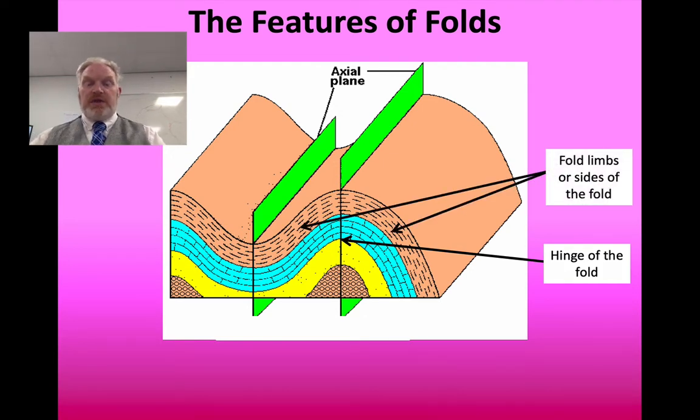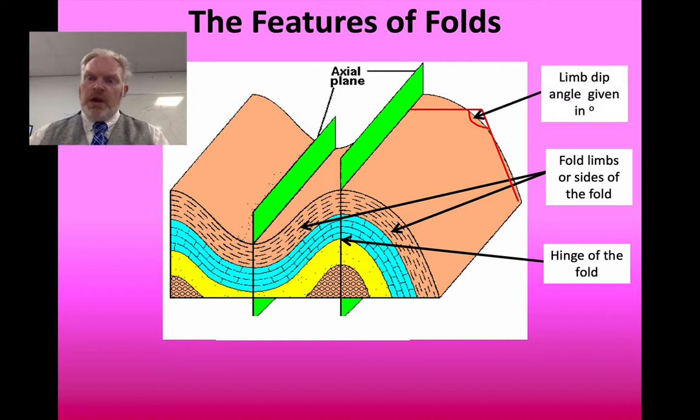Each dipping side of the fold then is called a limb, and beds on each limb will all be dipping in the same direction. And we can measure the dip of that limb in the usual way, measuring a degree, an angle from horizontal.